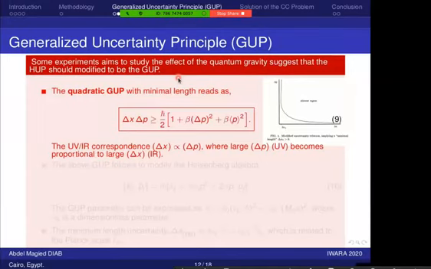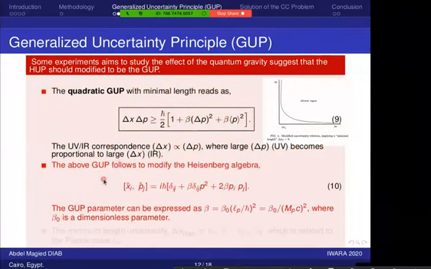In string theory, the quadratic GUP with minimum measurable length is treated as this equation, where we have a modification in quadratic momentum and beta is the GUP parameter. For UV, ultraviolet, and IR, infrared, correspondence, delta X is proportional to delta P, the variance of momentum, where a large delta P in the ultraviolet range becomes proportional to a large delta X in the infrared range.